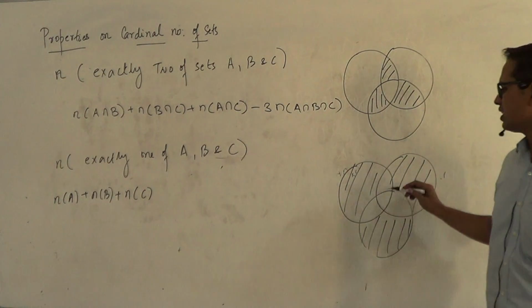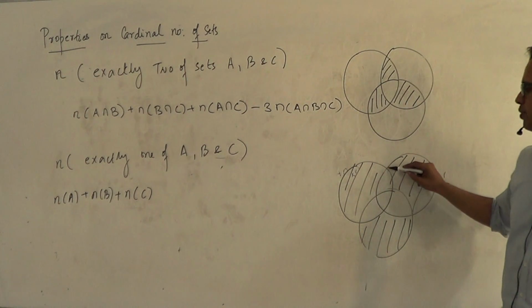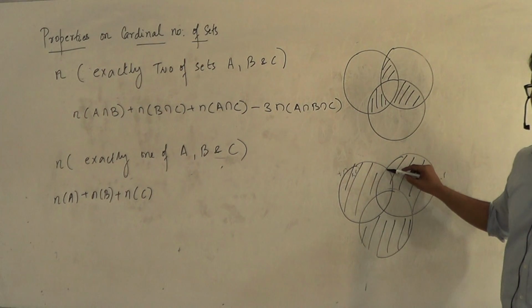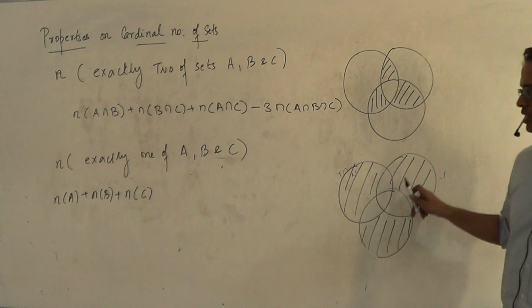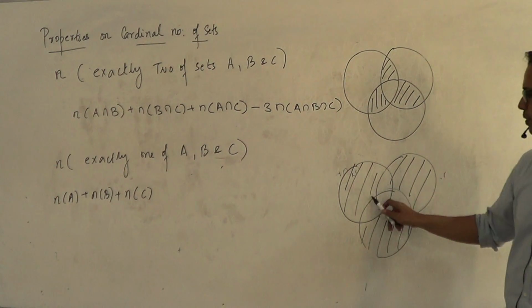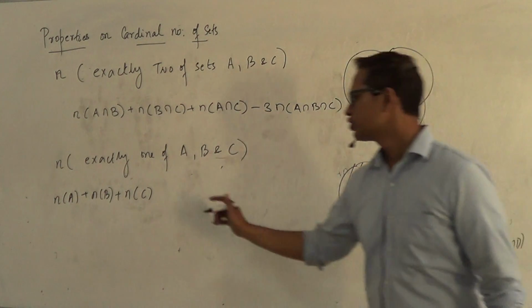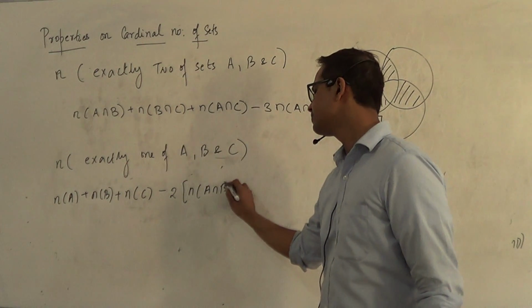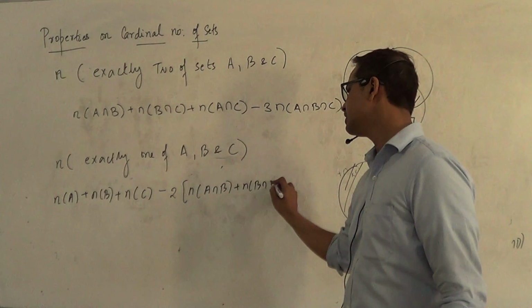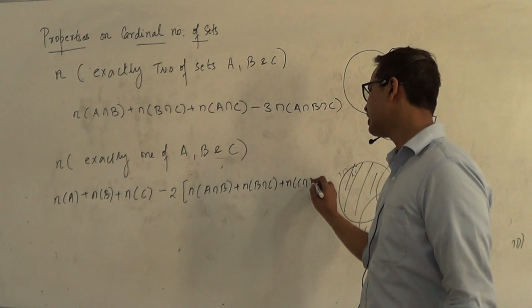While you're doing that, this part has come twice. Correct? Each one, in n of A and n of B, it has come twice. This part has also come twice, this part has also come twice, correct? So you need to subtract 2 times n of A intersection B, B intersection C and C intersection A.